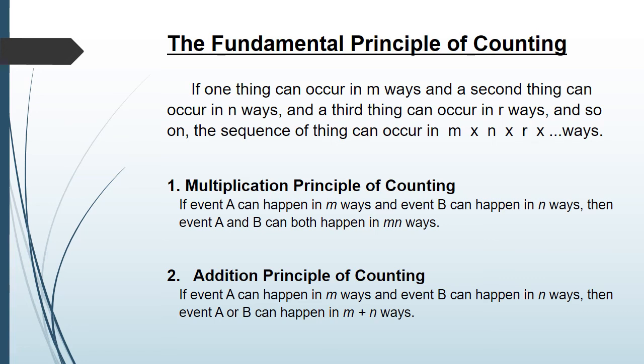Second, the addition principle of counting. If event A can happen in m ways and event B can happen in n ways, then event A or B can happen in m plus n ways.